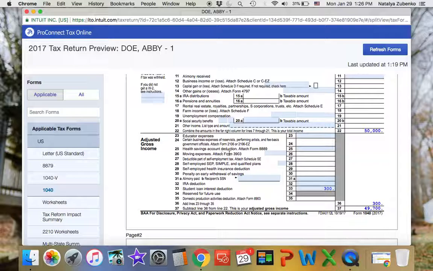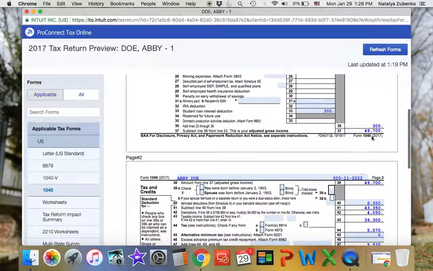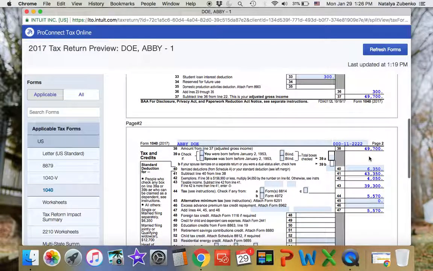Really, these moving expenses are not traditional moving; it has to do with relocating for jobs. So educator expenses is a $250 deduction that you get if you're a teacher. For the most part, the student loan interest is the main piece that most people get to use. So now you get to that $49,700.